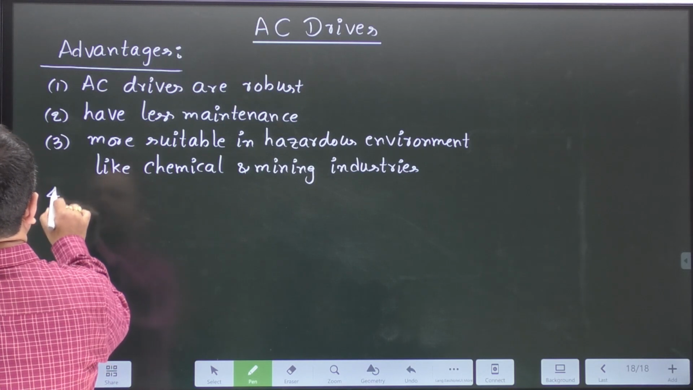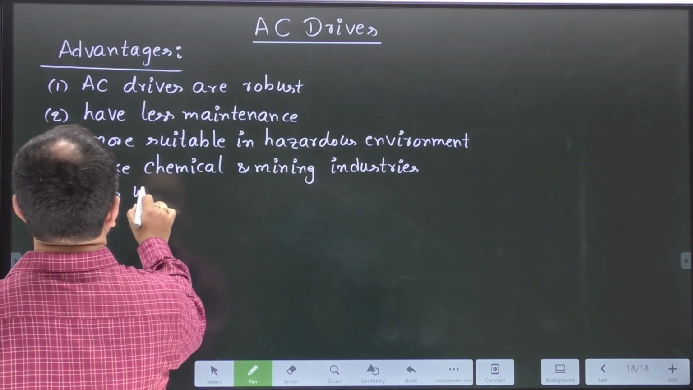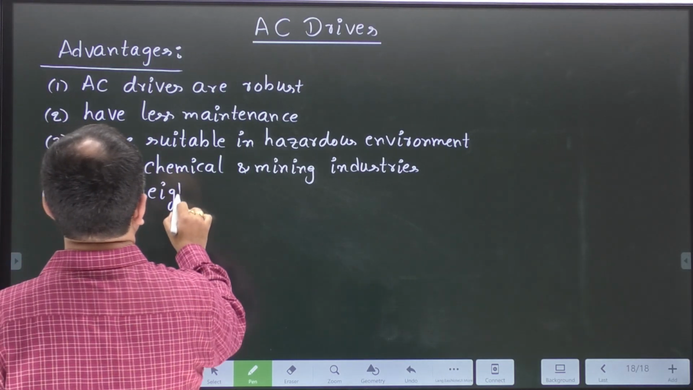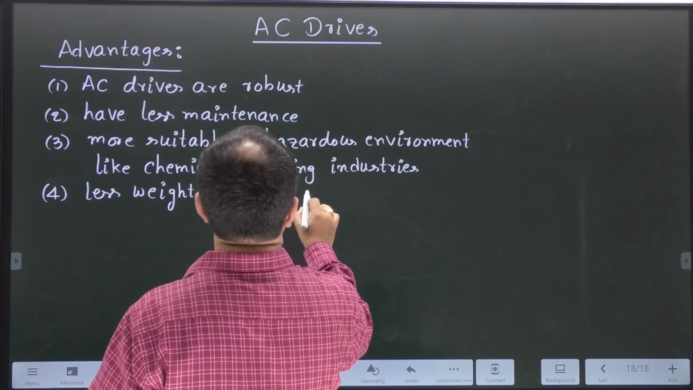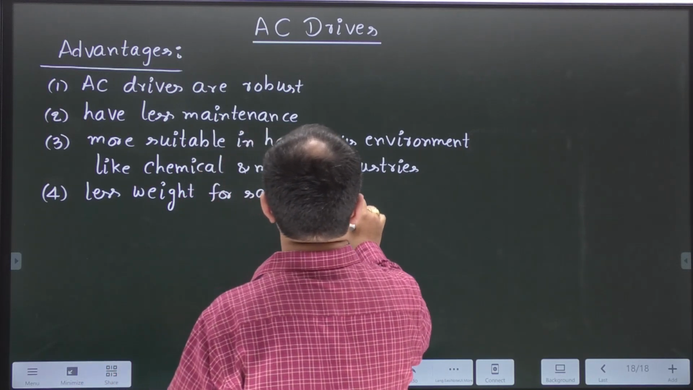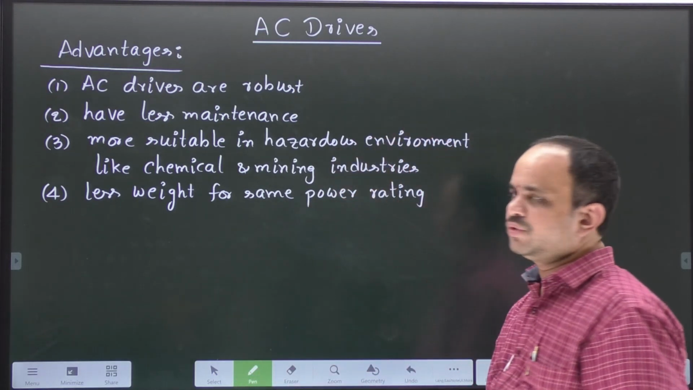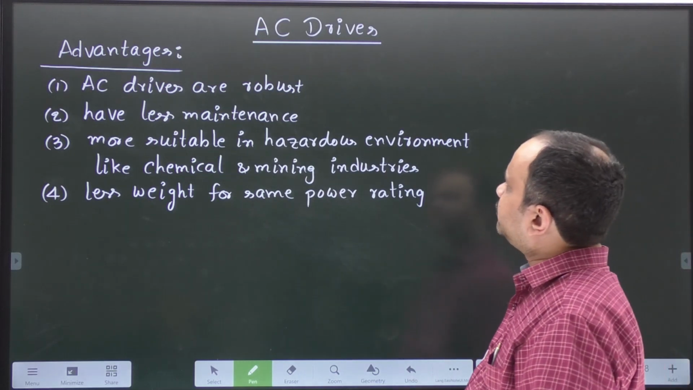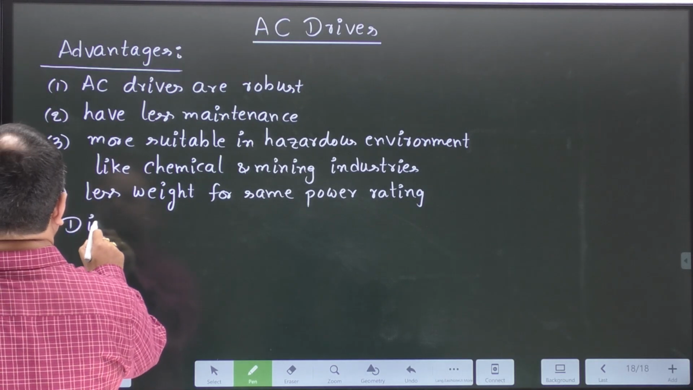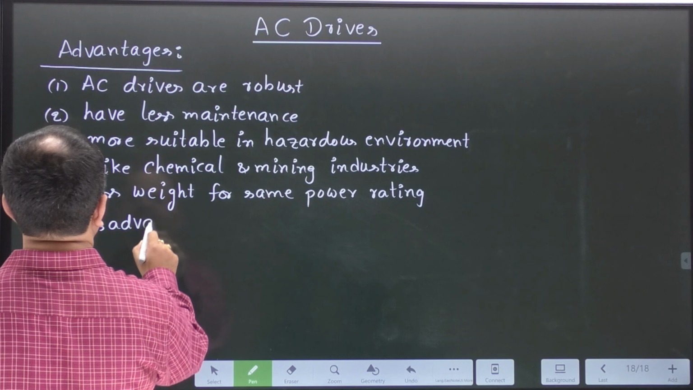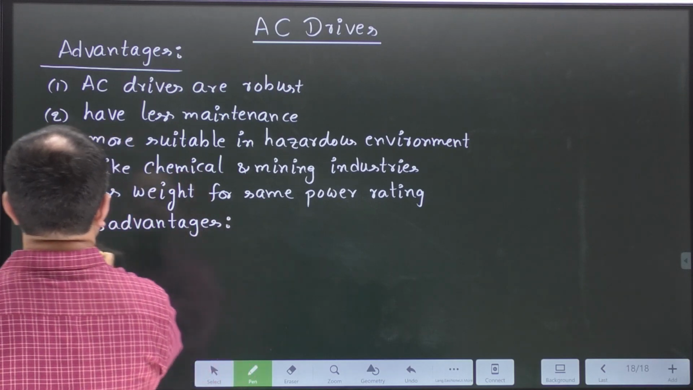Okay, and comparatively DC drives, these AC drives are less weight for the same power rating of DC drives. Okay, so these are some of the advantages of AC drives. Of course, every system will have its own limitations also. Disadvantages. So what are the disadvantages?